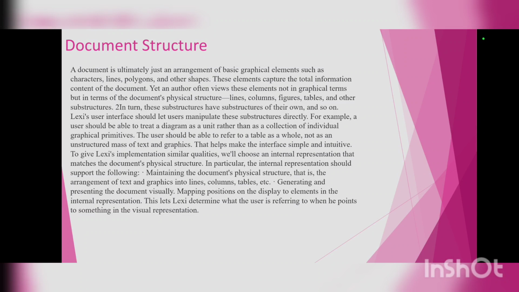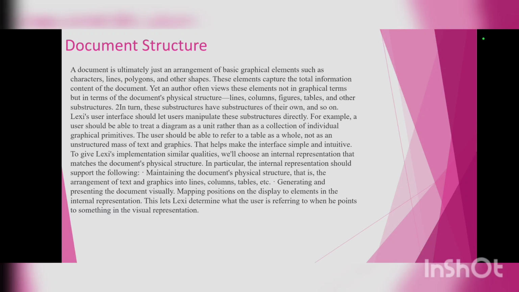A document is ultimately just an arrangement of basic graphical elements such as characters, lines, polygons, and other shapes. These elements capture the total information content of the document, yet an author often views these elements not in graphical terms but in terms of the document's physical structure: lines, columns, figures, tables, and other substructures. In turn, these substructures have substructures of their own, and so on. Lexi's user interface should let users manipulate these substructures directly.